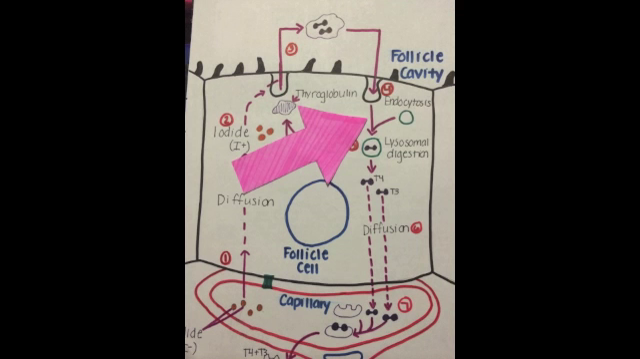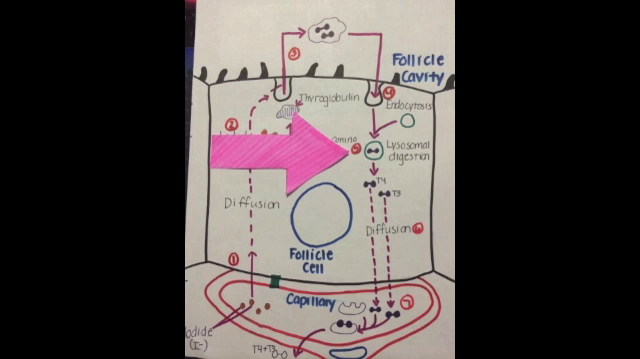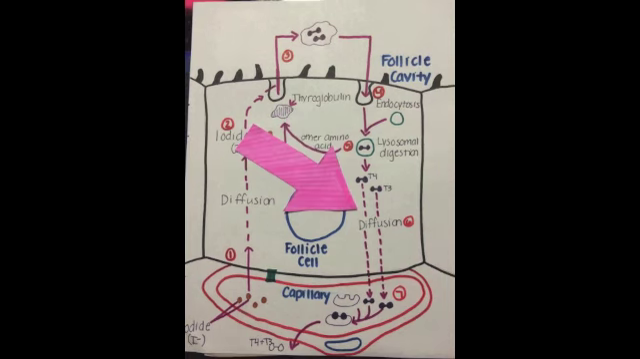Follicle cells remove thyroglobulin from the follicle by endocytosis. Lysosomal enzymes break down the thyroglobulin and release the amino acids and thyroid hormones into the cytoplasm. Amino acids are then recycled and used to synthesize more thyroglobulin. The released molecules of T3 and T4 diffuse across the basement membrane and enter the bloodstream.